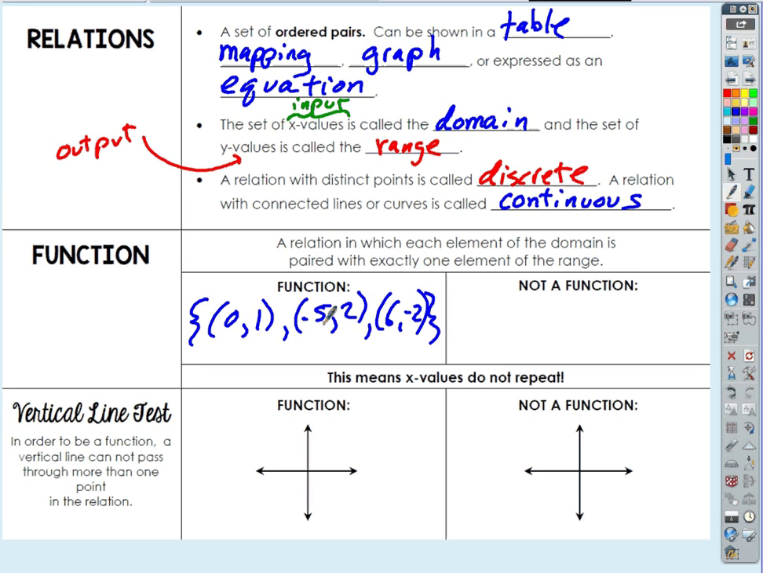So what's an example of a non-function? We could do something like 0, 1, 0, 2, and then something else, 1, 3. What's the problem there? I have a single input, 0, and the input value 0 has multiple outputs. It outputs to 1 and to 2, and so that's not a function. So the x value cannot map to more than one y value.